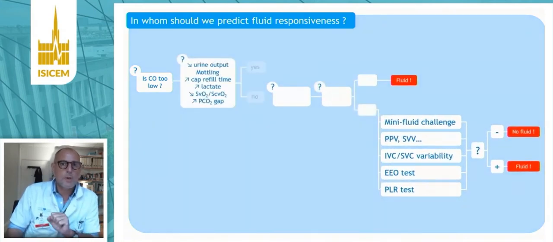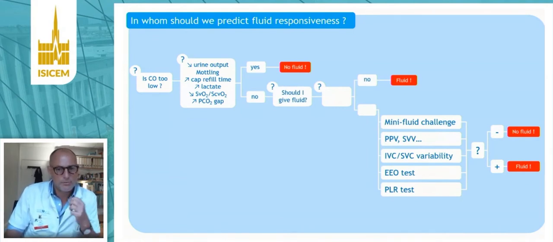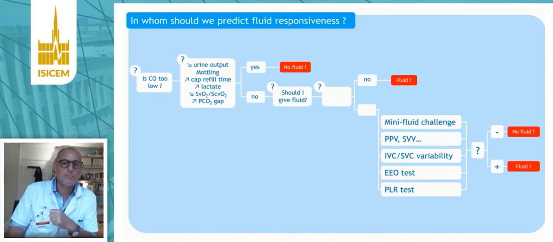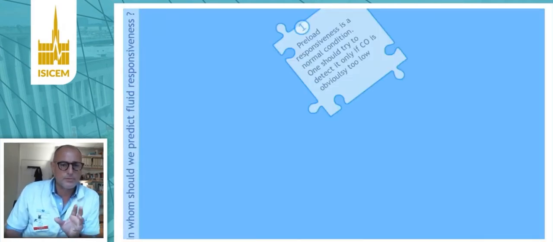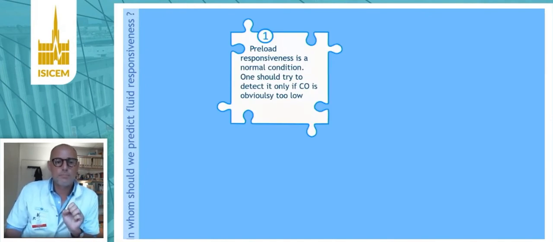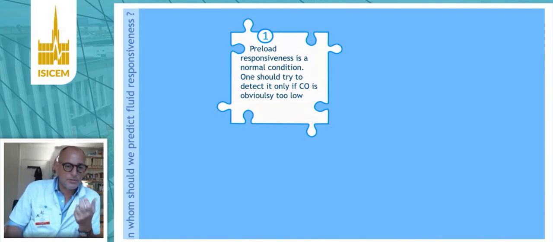And so the second box is about the question, is cardiac output too low? Is there some clammy, mottled skin? Is there increased capillary refill time? Is lactate elevated? Is PCO2 gap increased? Is SvO2 decreased? Then, and only then, I should ask the question, should I give fluid? And it might be very importantly the first message: fluid responsiveness should be predicted only in patients where the oxygen delivery is obviously not in equation with oxygen requirements.